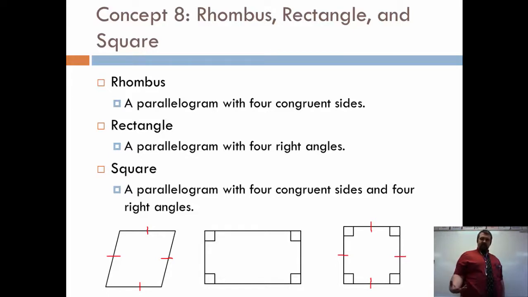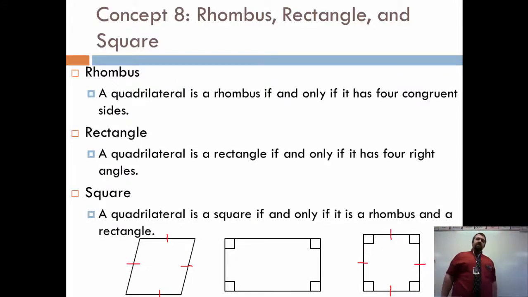What we found out, though, is that with these shapes, we don't necessarily have to show it's a parallelogram. We actually only need to show what I have drawn on the bottom. If it has four congruent sides, it's always a rhombus. Of course, if it's a quadrilateral. If it's a quadrilateral and it has four congruent angles, four right angles, it's always a rectangle. If it is a quadrilateral with four right angles and four congruent sides, it's a square every single time.